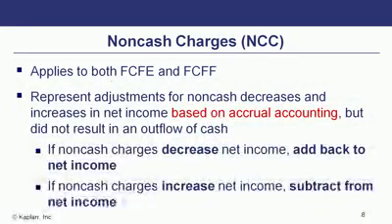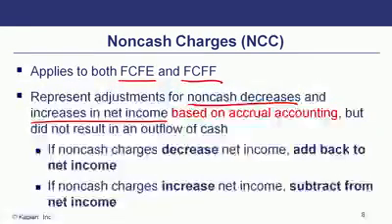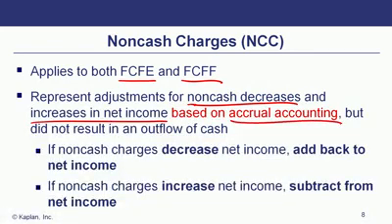Now, this applies for free cash flow to equity and free cash flow to the firm. Both of them have to adjust out non-cash charges if you're starting with something such as net income, as you make adjustments to that. These represent adjustments for non-cash decreases and increases in net income based off of accrual accounting. What does that mean in English?